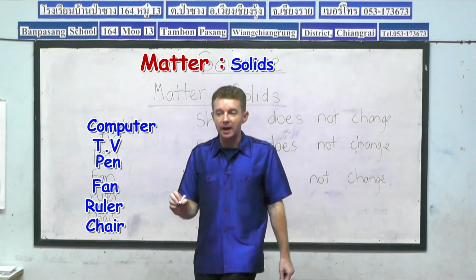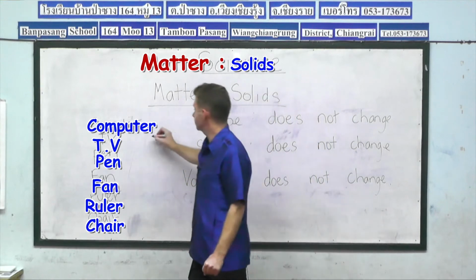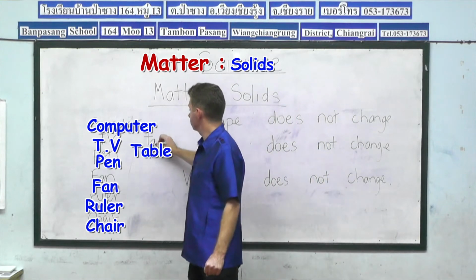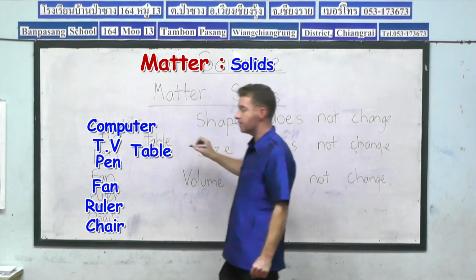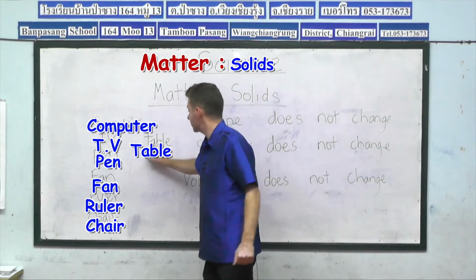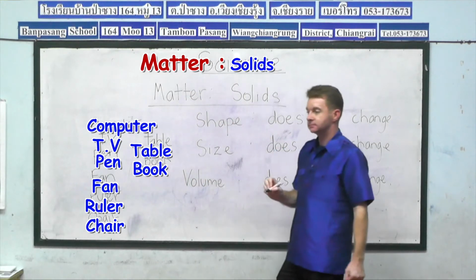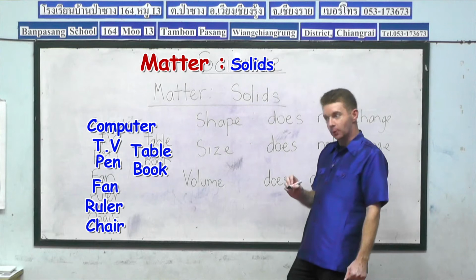So how about you, Pat? Do you have a solid object? Table. Okay, table. And then Pak Bung, what do you have? A book. Excellent. A book is a solid object. And finally, net. Pencil. Okay.